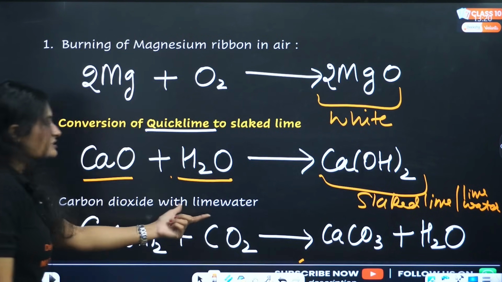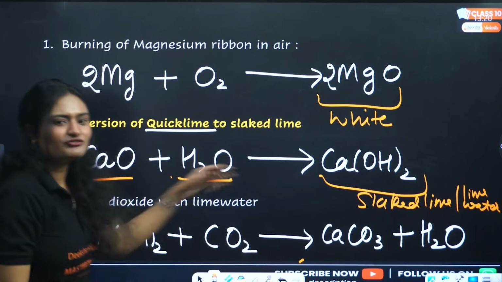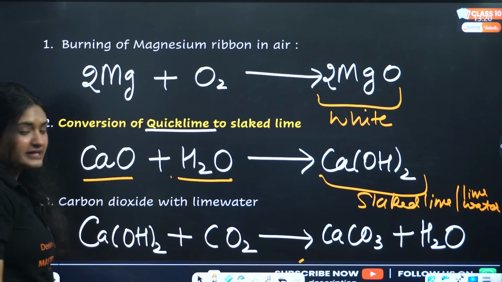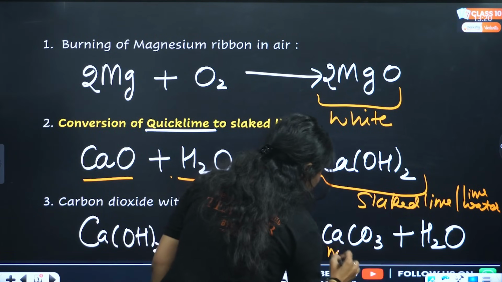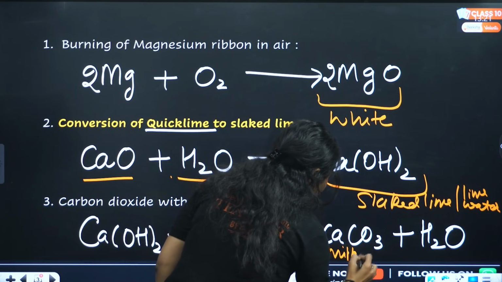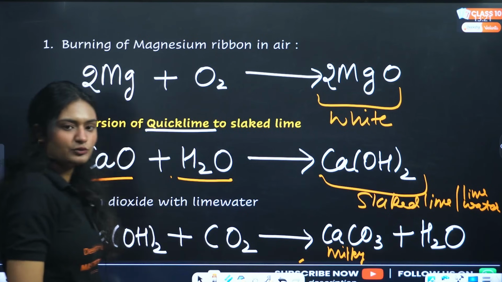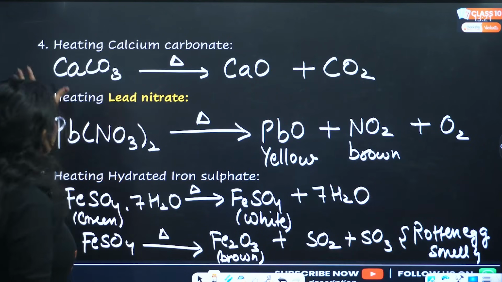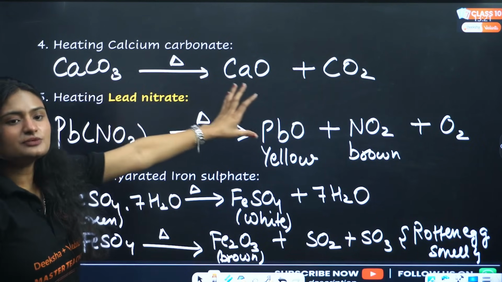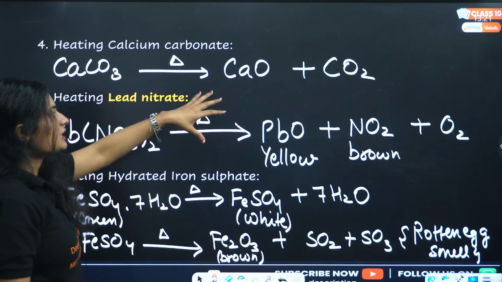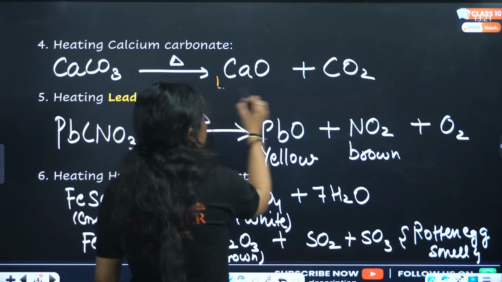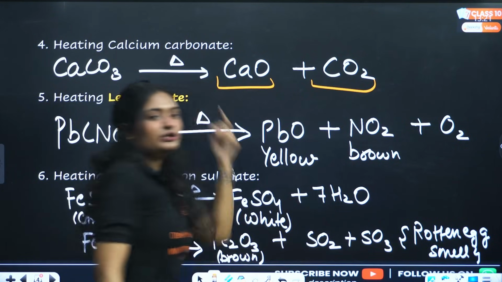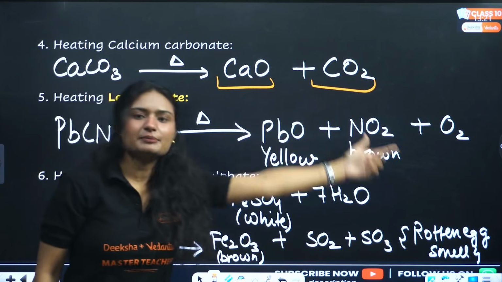Then carbon dioxide with lime water. This lime water further reacts with carbon dioxide and we get this milky calcium carbonate. Clear? Now if you heat this calcium carbonate, what do we get? Calcium oxide and carbon dioxide.